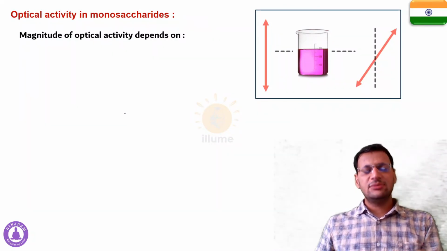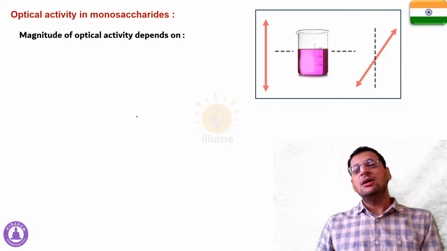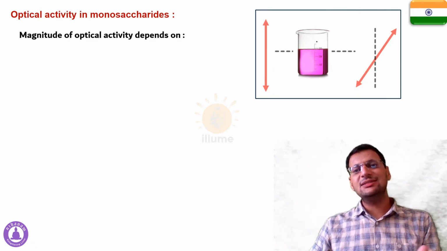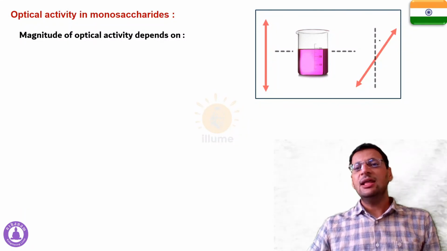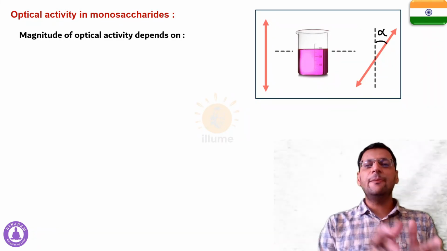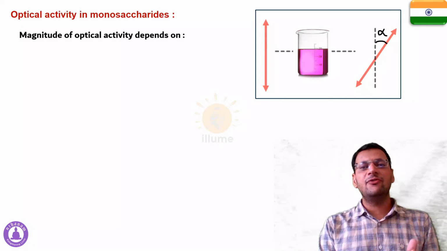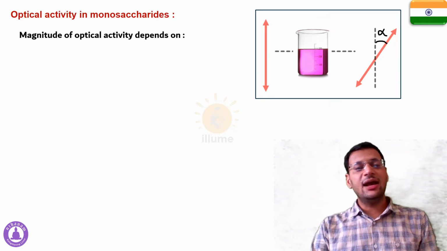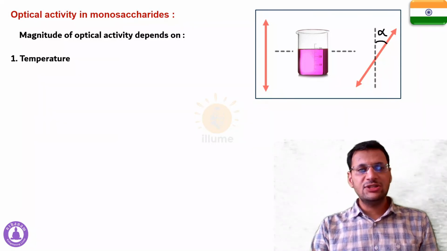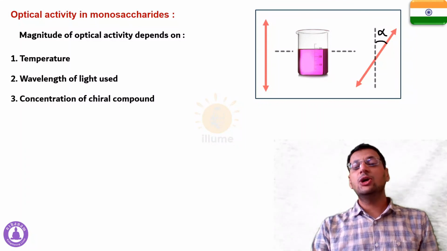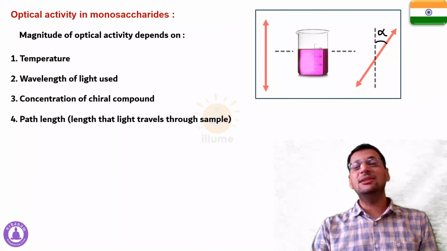Now the question that arises in our mind is, sir, what things will decide the angle by which this plane is deviated? Let's say this plane has been deviated by an angle alpha. Now different compounds will have different values of alpha. So on what factors does this alpha depend? This angle depends on the temperature of the solution, the wavelength of the plane polarized light used, the concentration of the chiral compound, and the path length.